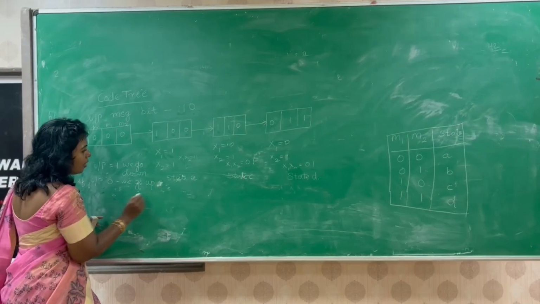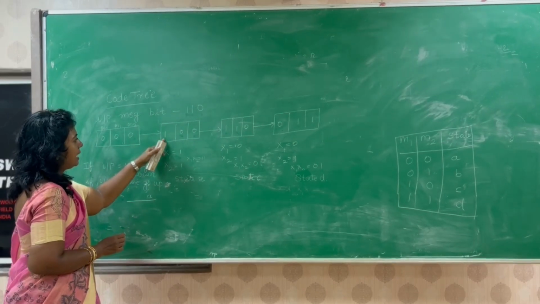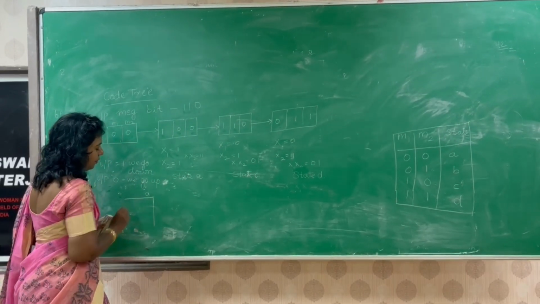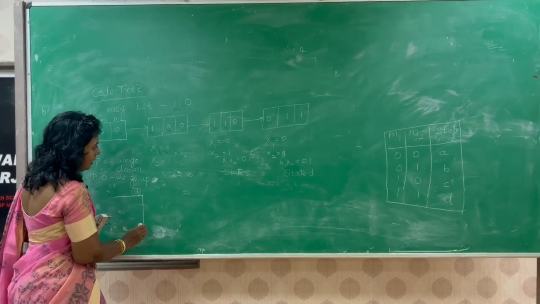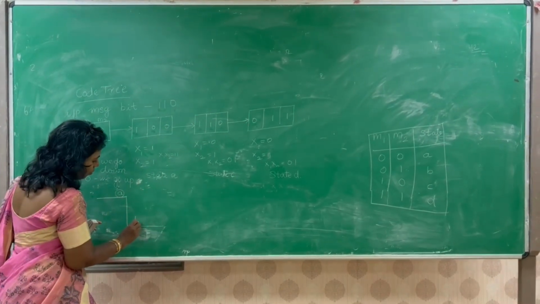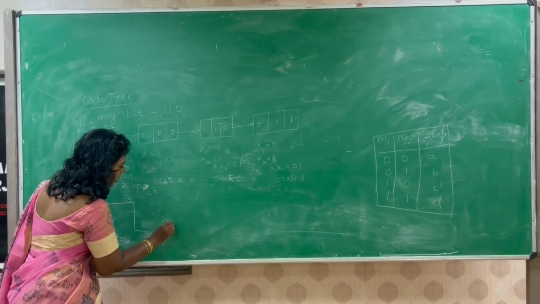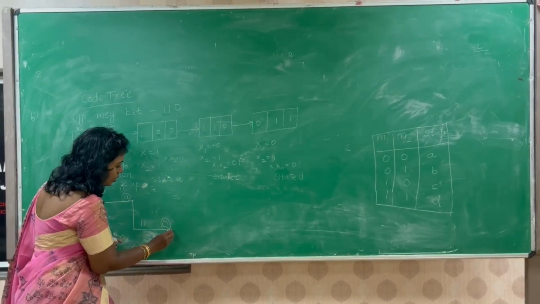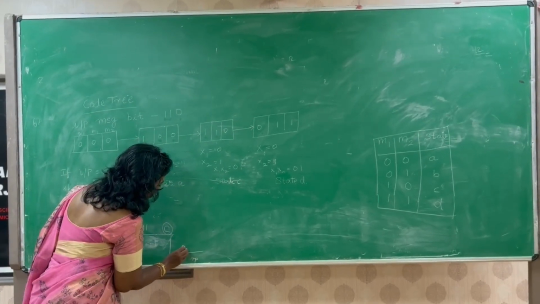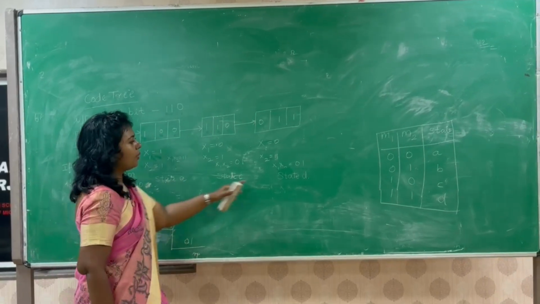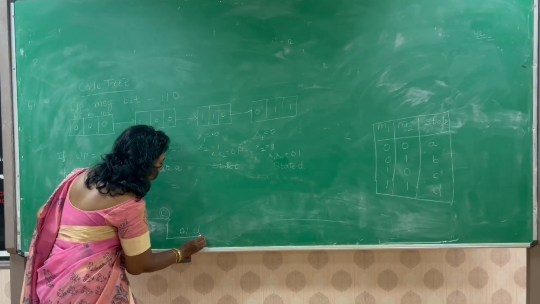So now we are in state A, and the input bit is 1. So we go down. Okay, we are in state A. Input bit is 1. We go down, and then the output here is 1, 1. Now we are in state C. Here again the input bit is 1, so we go down, and the output here is 0, 1. Now we are in state B. The input bit here is 0, so we go up.